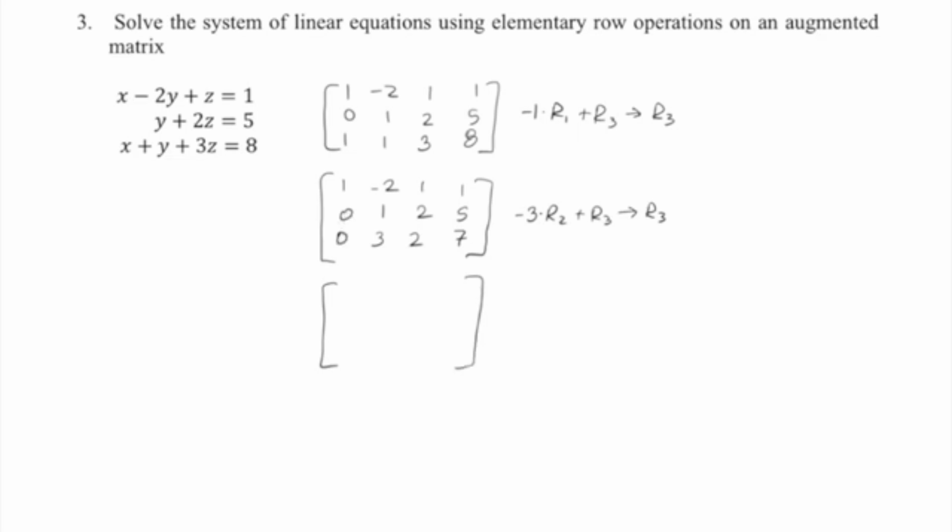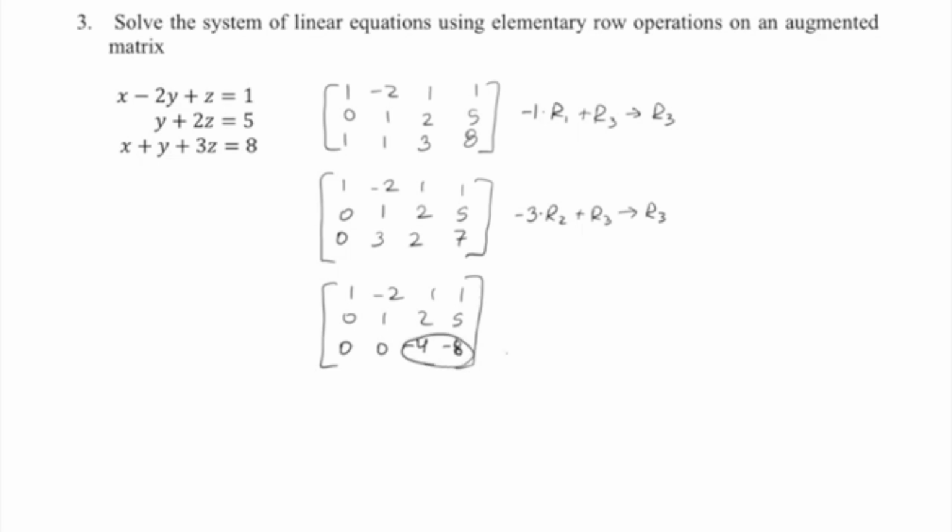So 0 times negative 3 plus 0 is still 0. 1 times negative 3 is negative 3 plus 3 is 0. 2 times negative 3 is negative 6 plus 2 is negative 4. And 5 times negative 3 is negative 15 plus 7 is negative 8. And technically it's not in row echelon form, but we can still solve now.